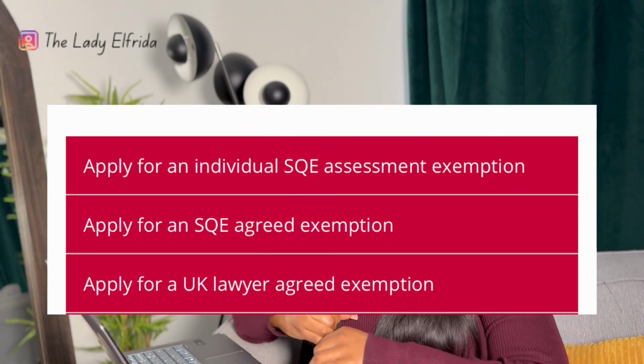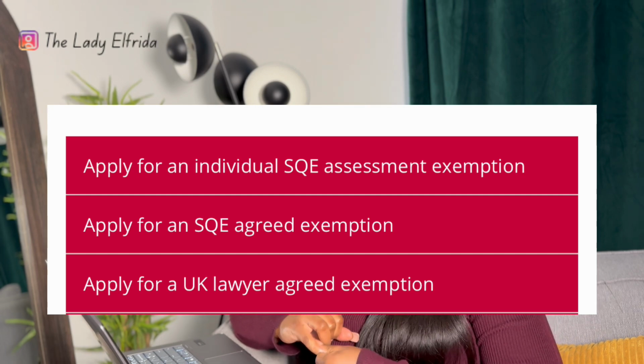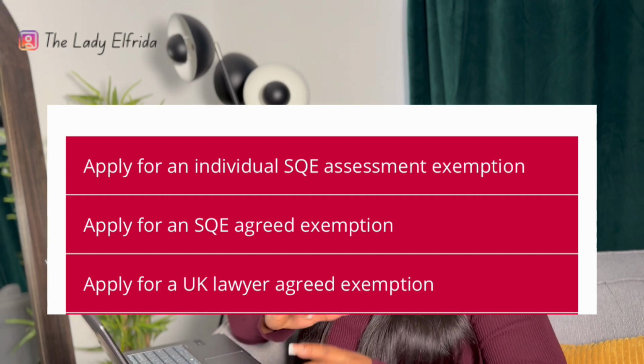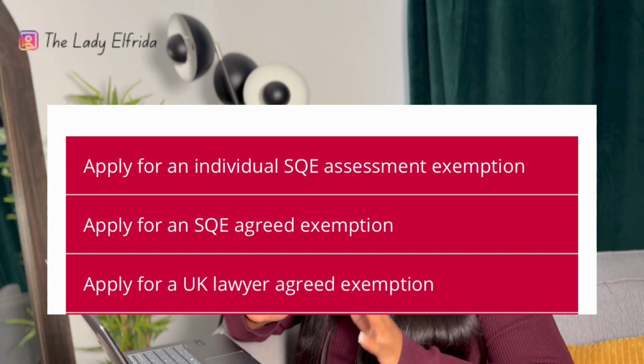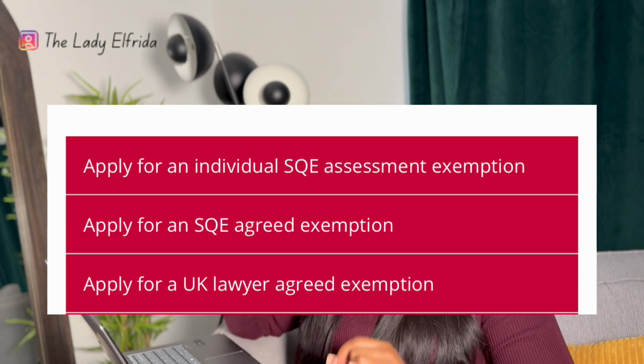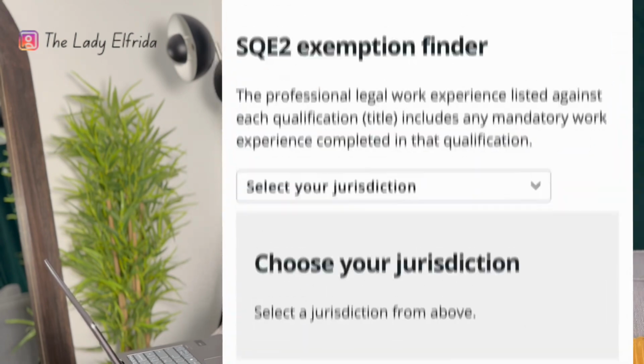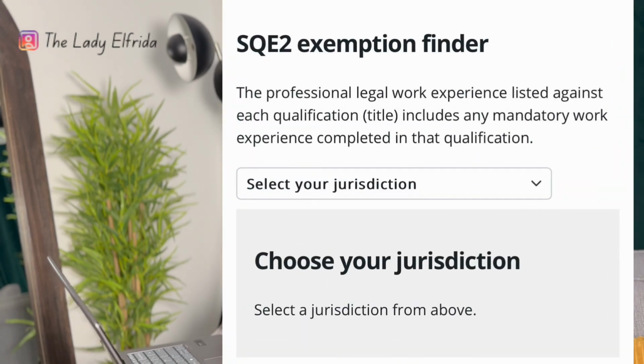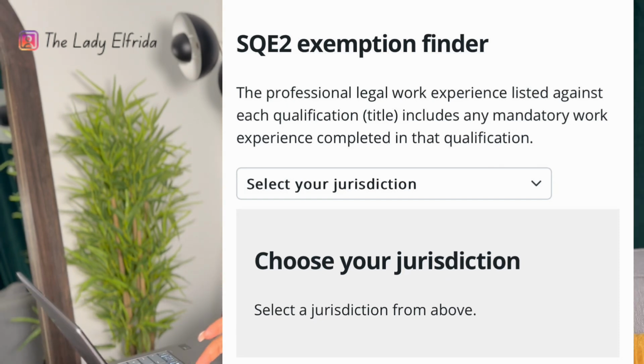So going further, you see that there are 3 types of SQE exemption. The first one is the individual SQE assessment exemption. The second is the SQE agreed exemption, while the third one is the UK lawyer agreed exemption. If you go on the SRA website, you can see that, and I'm going to put it here for you to see. You can check what exemption you can actually apply for. You can check whether your particular qualification has been assessed for an SQE2 exemption.